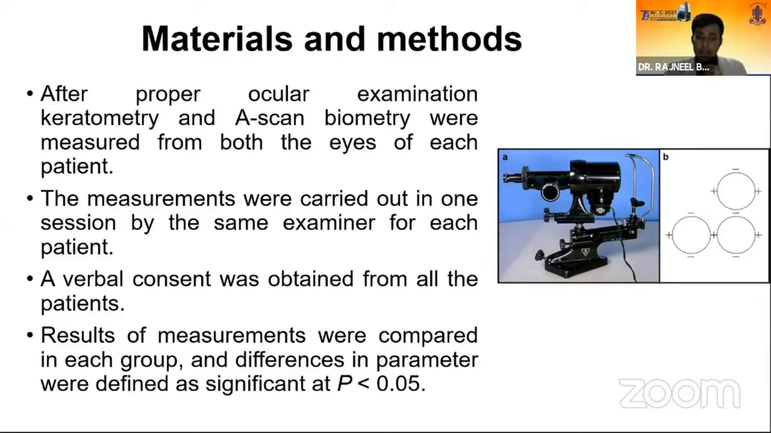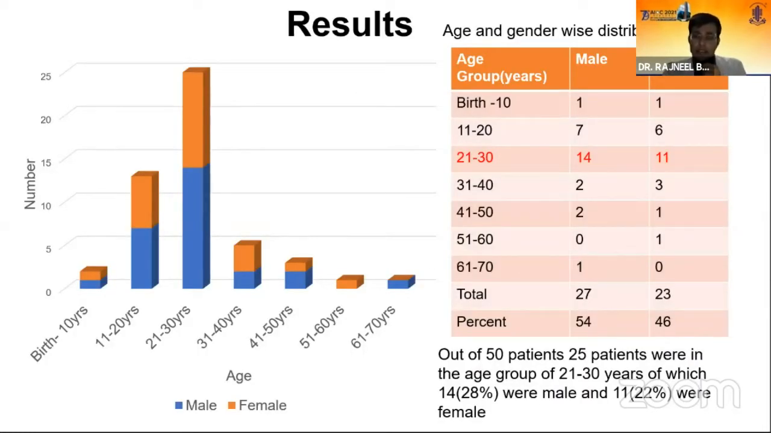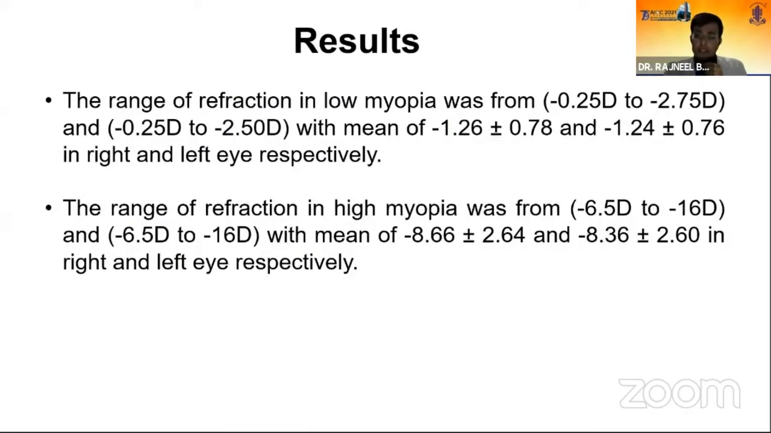Results of measurements were compared in each group, and differences in parameter were defined as significant at p-value less than 0.05. In results, in the age and gender-wise distribution, we found that most of the patients were in the age group of 21 to 30 years with slight male predominance. The range of refraction varied from -0.25 to -2.75, with a mean of -1.26 and -1.24 in the right and left eye respectively. And the range of refraction in high myopia was from -6.5 diopter to -16, with a mean of -8.66 and -8.36 in right and left eye respectively.